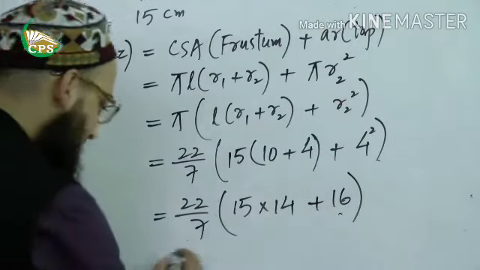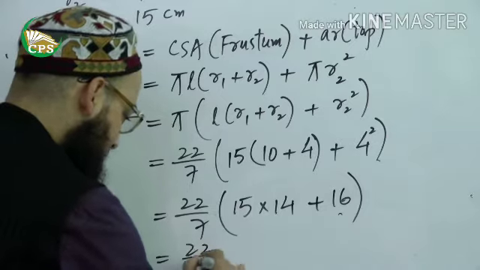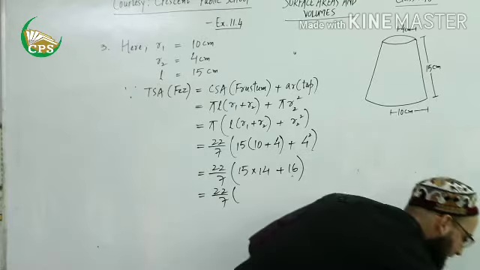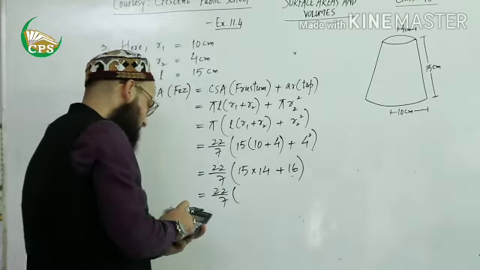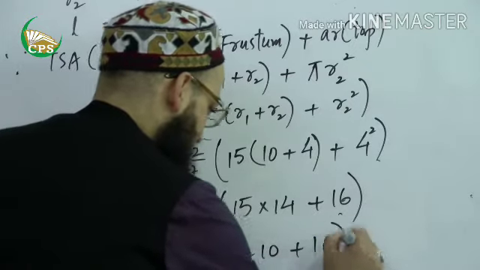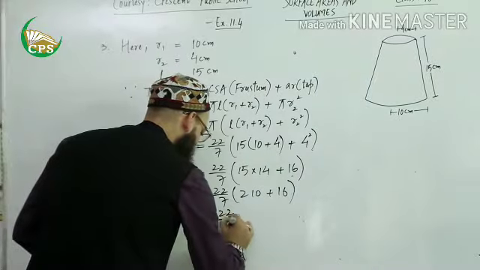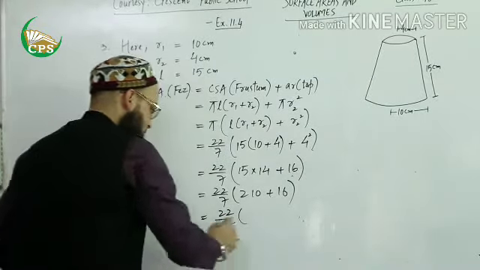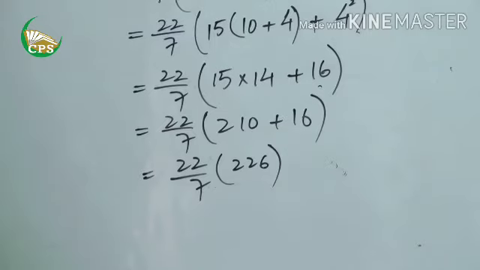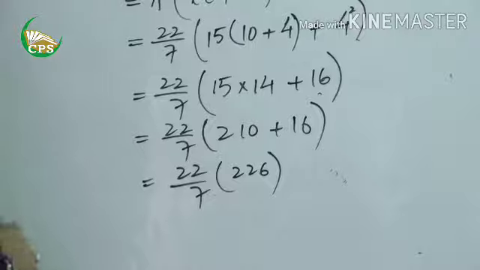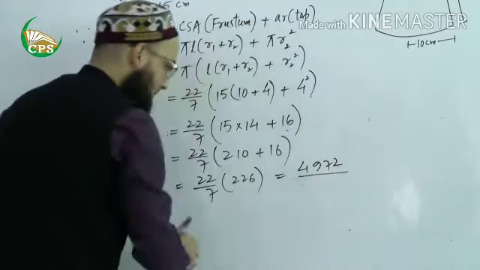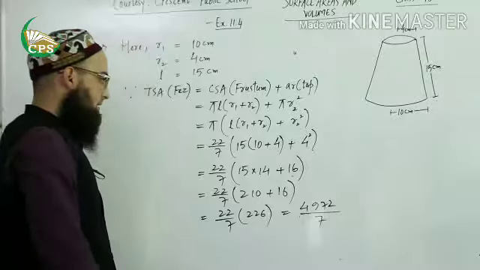Yes. Then 22 by 7. Let me do it quickly. Now it's 15 times 14, that will give you 210, plus 16, that will give you 226. Then times 22 by 7, that will give 4972 divided by 7.